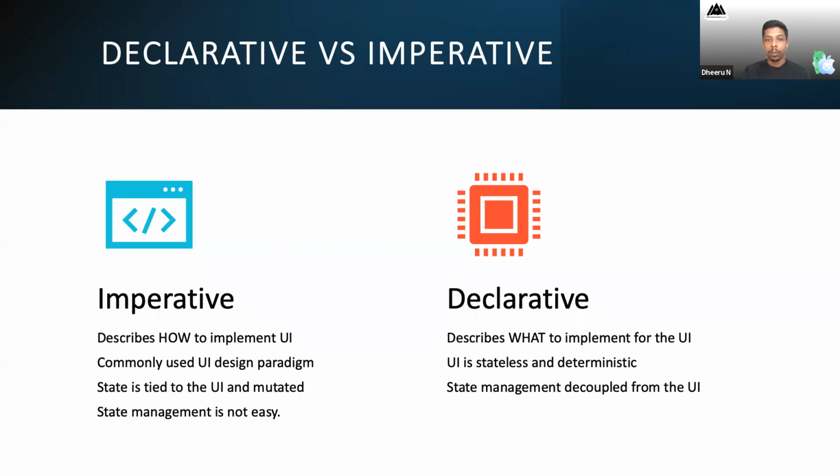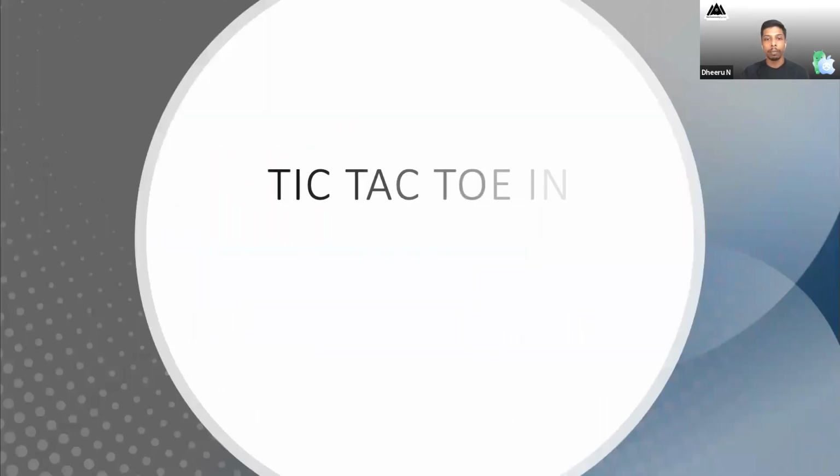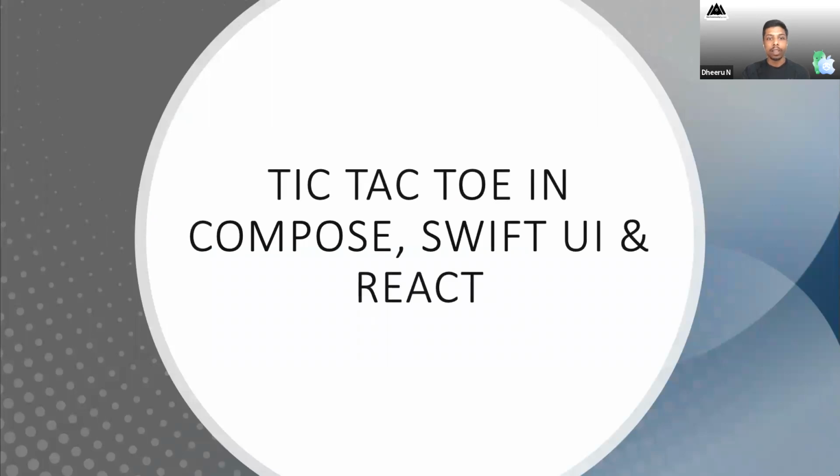So now that we know what declarative and imperative programming is, let's talk more about the tic-tac-toe application that we have right now on 3 platforms. And Sweety, do you want to go ahead and talk about those? Sure, Dheeru. Thanks for giving a great example of the difference between declarative and imperative. Let's look at how we built a simple tic-tac-toe board in Compose, SwiftUI, and React.